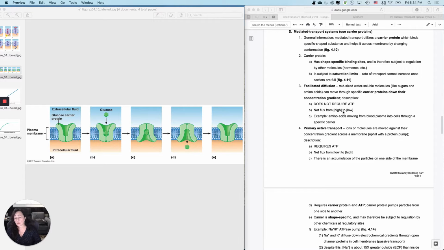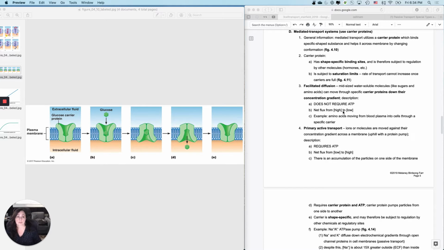Moving things through carriers across cell membranes. We have talked about simple diffusion across cell membranes, not using a channel or a carrier or anything. We've talked about diffusing things through channels when necessary. And we've talked about osmosis, which is just a special instance of diffusion. Now what I want to talk about is diffusing or moving things across a cell membrane through carriers. And with this one, we're going to be talking about diffusion, but you can also use carriers for different types of transport, like active transport.